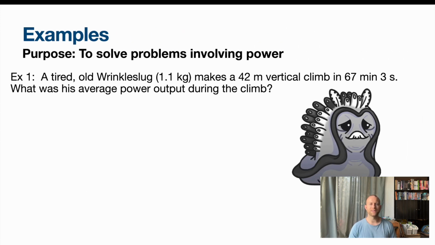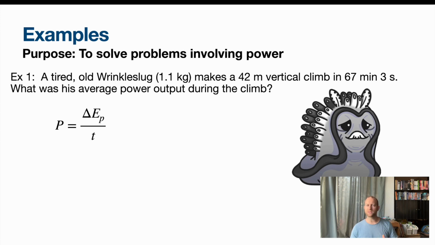So let's suppose we've got a tired old wrinkle slug and it's making a 42-meter vertical climb and it takes 67 minutes and 3 seconds. It's a big climb. What is its average power output during that climb? So here's our equation. Power is change in energy over time. We just jumped straight to that one.